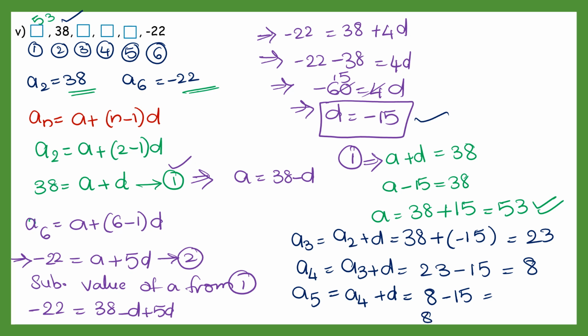The fourth term is what? It is 8. 8 plus the common difference is minus, so 8 as it is, plus into minus is minus, right? So I wrote it directly. 8 minus 15 means minus 7. So we are able to find the third, fourth and fifth terms in this way.